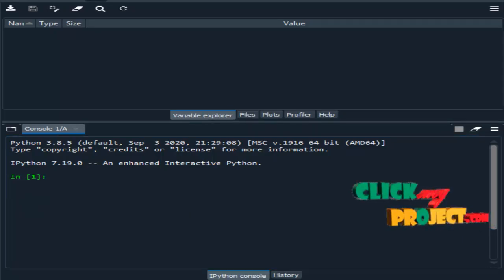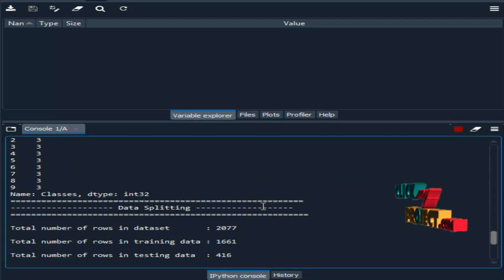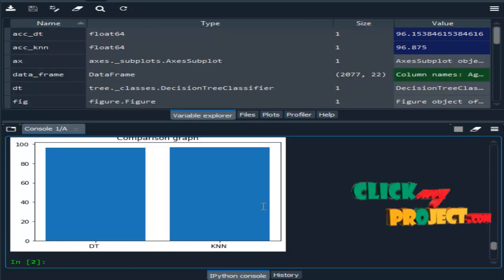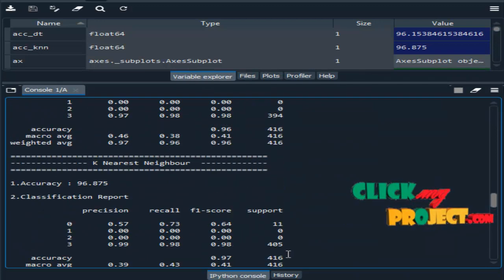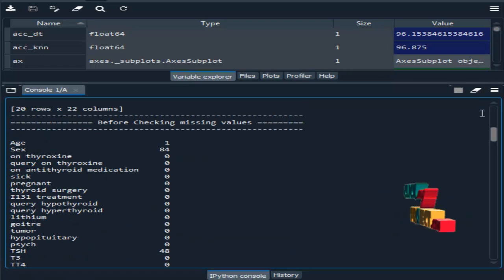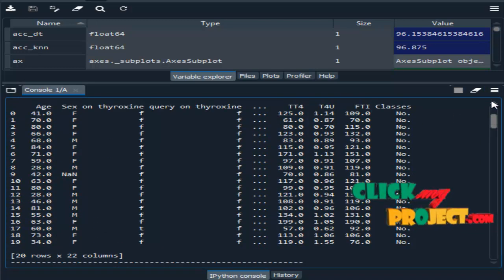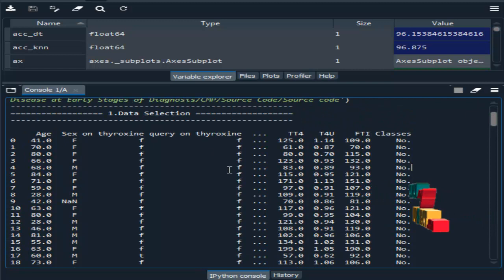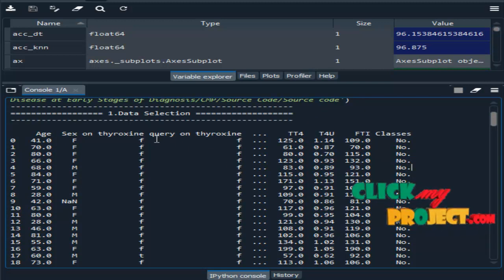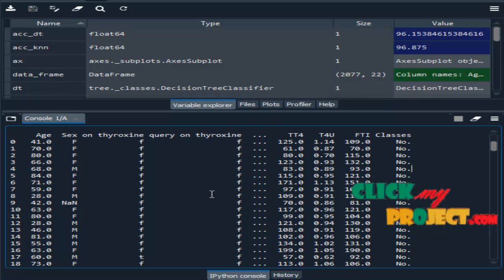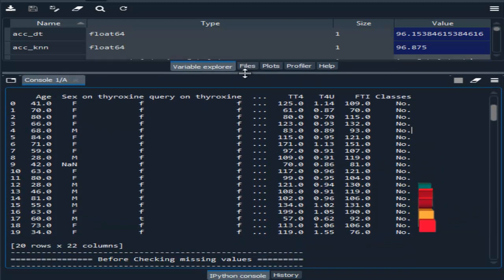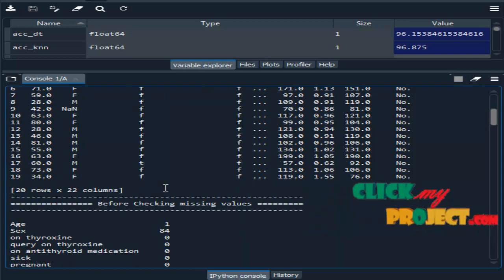Now we are going to see the demo of our project. Here we are running our project in Spyder IDE from Anaconda Navigator. So this is the output of our project. This is the first module, data selection. As discussed, we have selected the input data set by using the pandas package. Here I displayed some sample of data from the data set. Our data set size is about 2000, so we can't display all these rows, so I just displayed some sample of data.